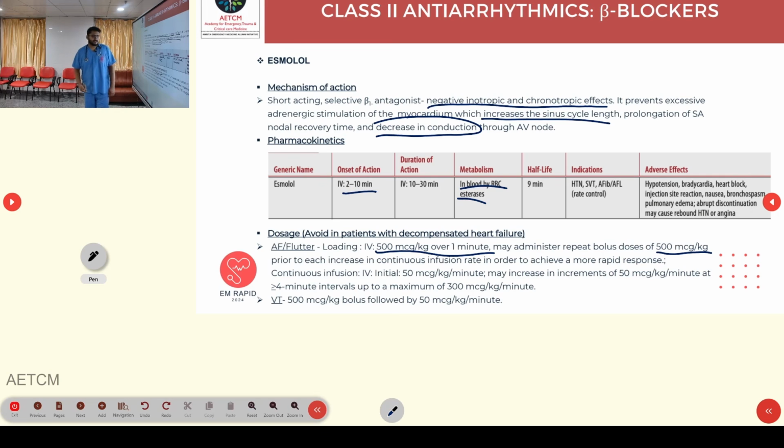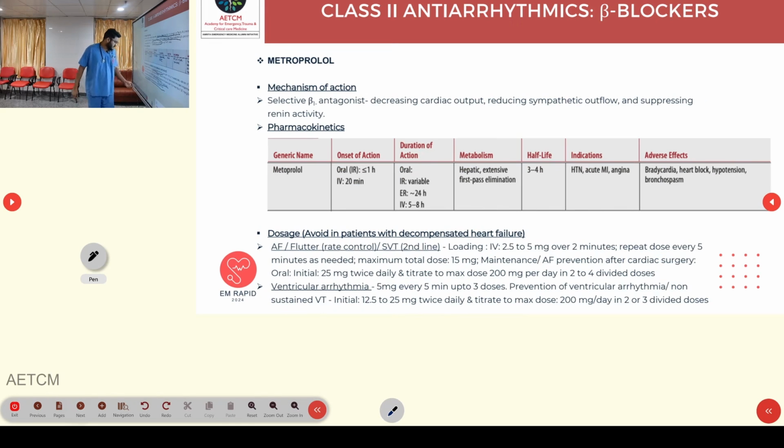The continuous infusion dosing is 50 microgram per kg per minute, and we can increase in increments of 50 microgram per kg per minute, up to a maximum of around 300 microgram per kg per minute. In VT we also have similar dosing of 500 microgram per kg bolus followed by 50 microgram per kg per minute.